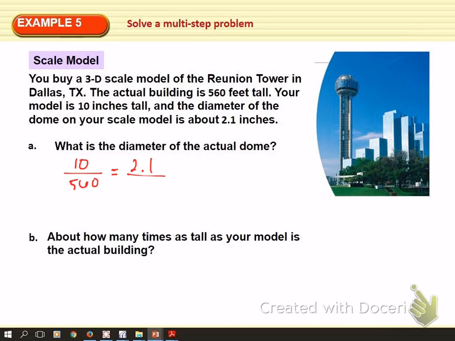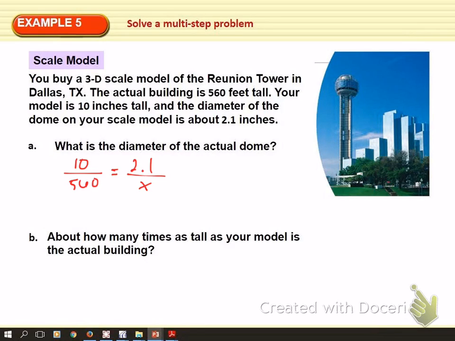to the diameter of the actual dome, which we don't know, and that's going to be x. You may have seen this differently. As long as you establish a pattern in your ratio for the first one, and the second one follows suit. So I wanted to compare the heights and then compare the diameters. And I went scale to building equals scale to building.